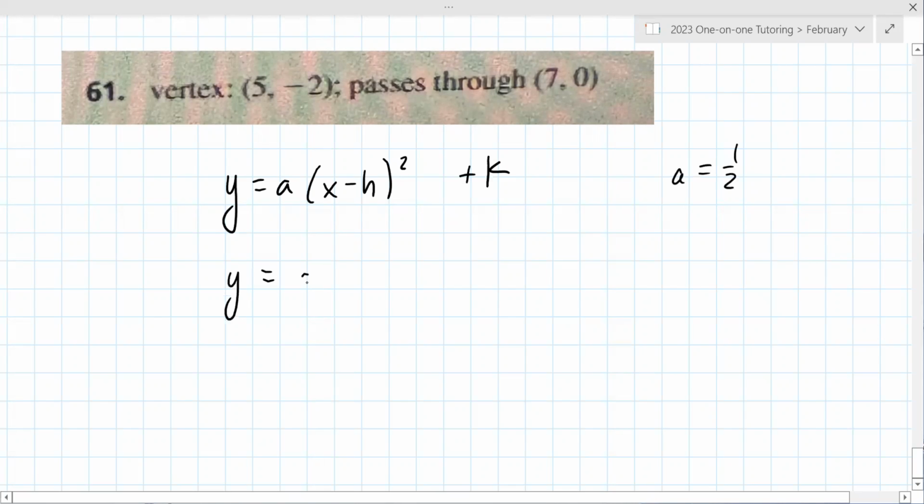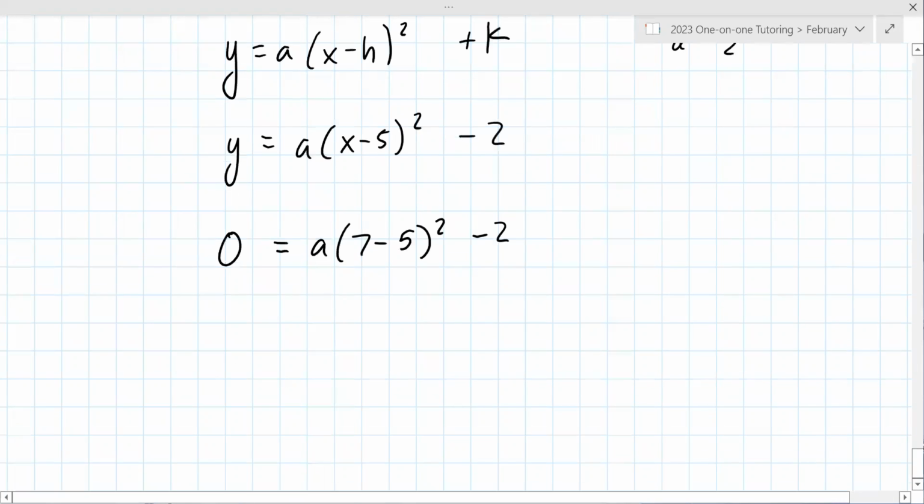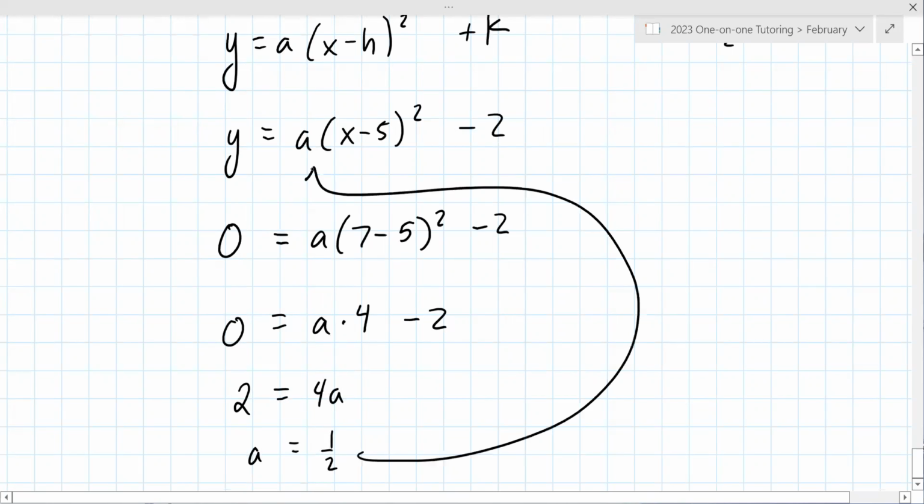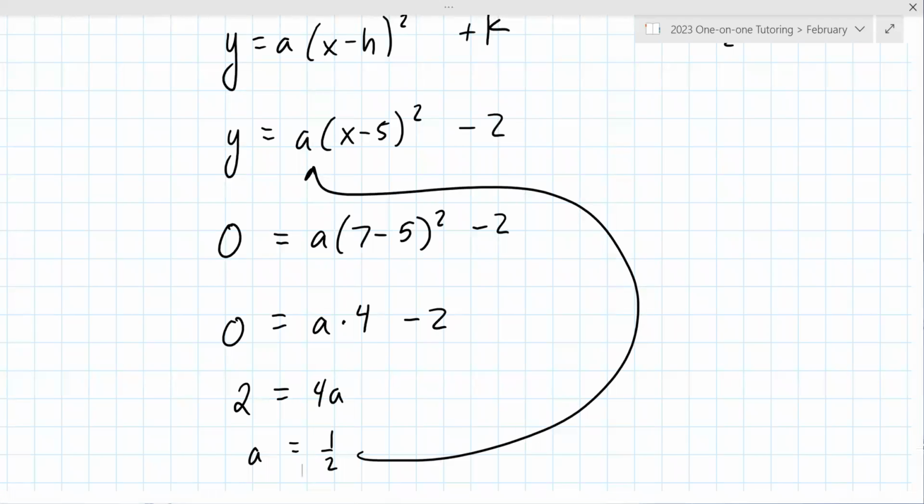So we've got a(x minus 5) squared minus 2. 0 equals a(7 minus 5) squared minus 2. Notice I'm not trying to do any of the calculations as I go. I wait until the end. 7 minus 5 is 2. 2 squared is 4. So we're going to add 2 to both sides. That changes to 4a. So a is 1/2. Good. Good job.